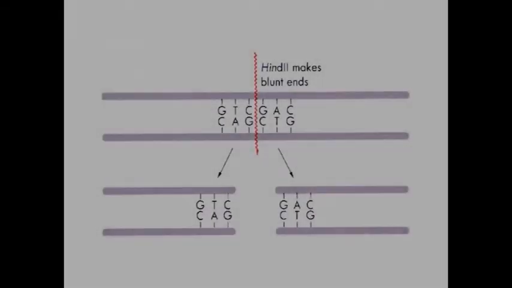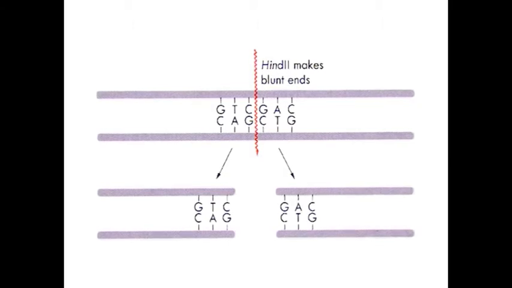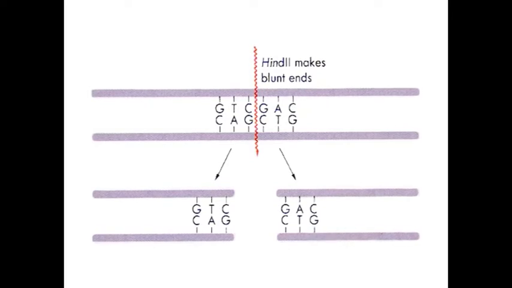Some restriction endonucleases produce blunt ends as they clip both the strands of the DNA molecule at the same site, also called an even cut. An example is the even cutting of DNA molecules at the restriction sites by HinII, producing blunt ends.